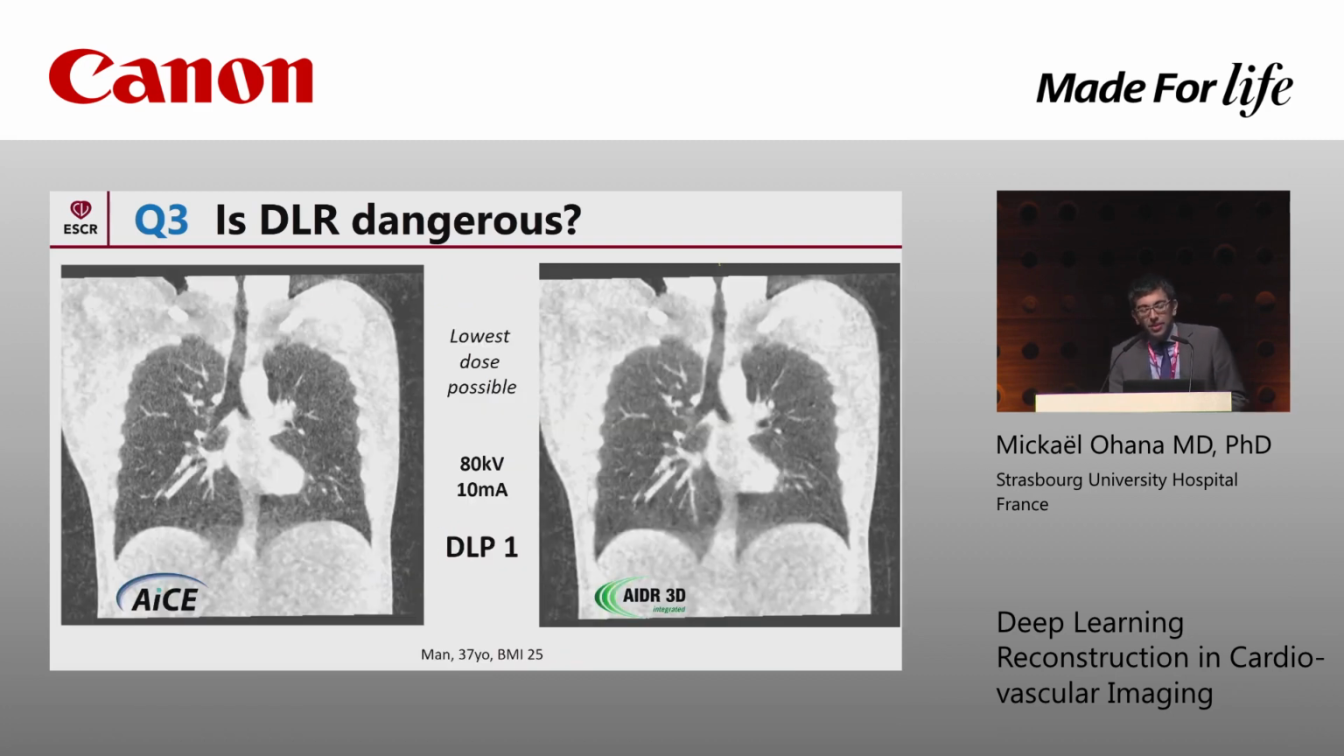This is a chest CT that we wanted to acquire at the lowest dose possible. So we go for the lowest kV, lowest mA. Total DLP was 1. This is reconstructed with IDR. This is reconstructed with ACE. You see that there is almost no difference in between. So at very, very low dose, maybe ACE is not efficient enough to remove the noise.